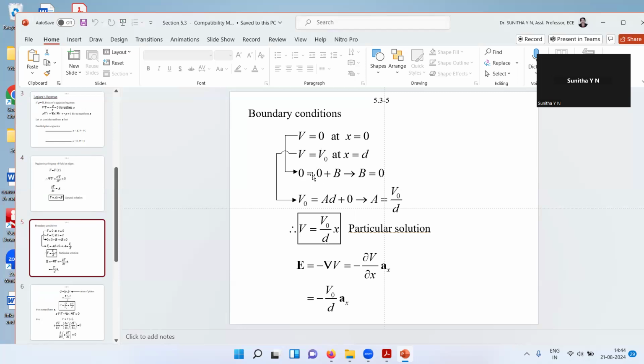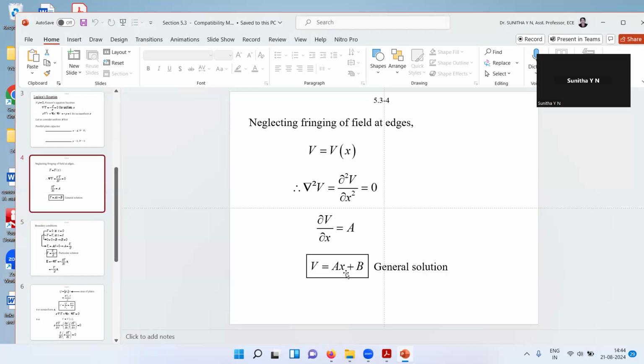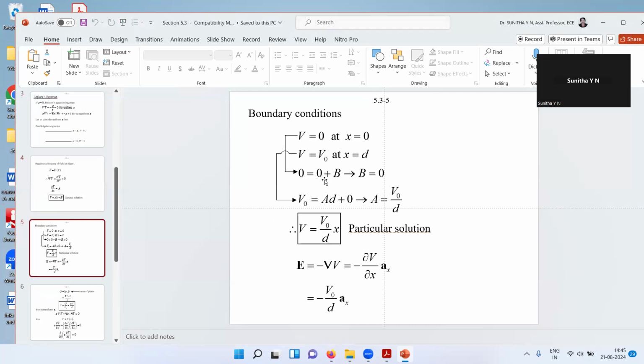I take the equation and substitute x equal to 0. If x is equal to 0, V is equal to 0, so 0 is equal to 0 plus b. So b is equal to 0. Now, take the other equation and substitute b equal to 0. V naught is equal to a into d plus 0, because we know that x is equal to d in the second case. So substituting x equal to d, a is equal to V naught divided by d.